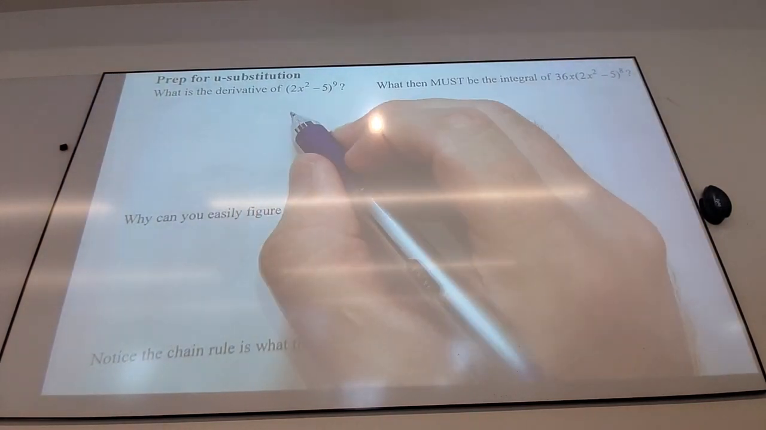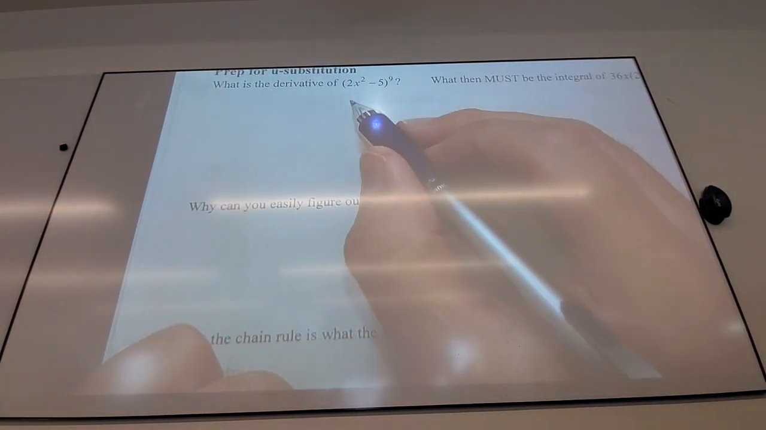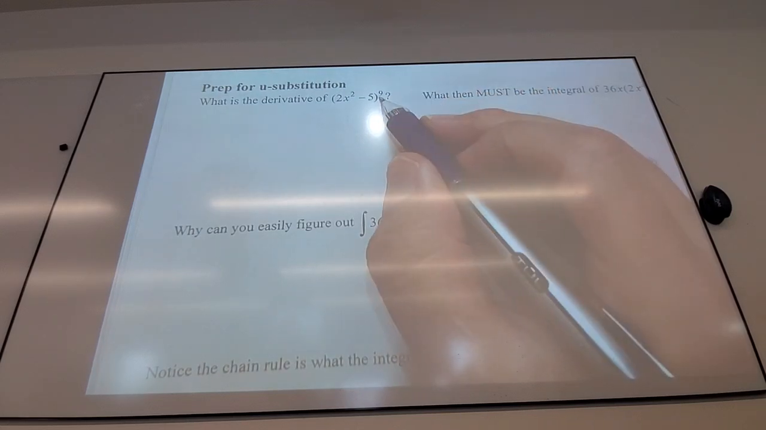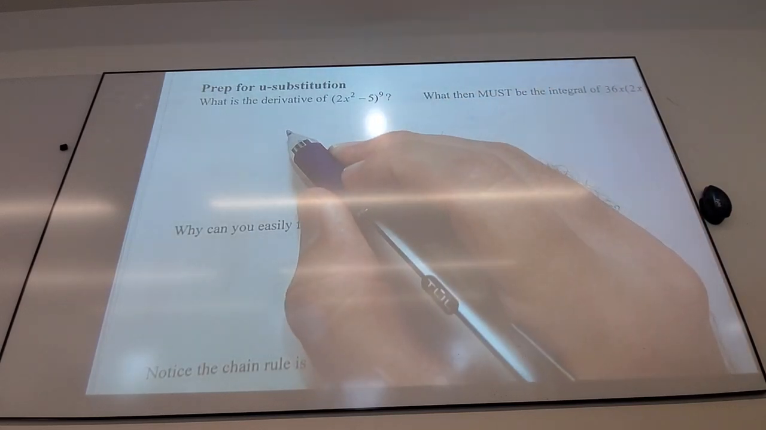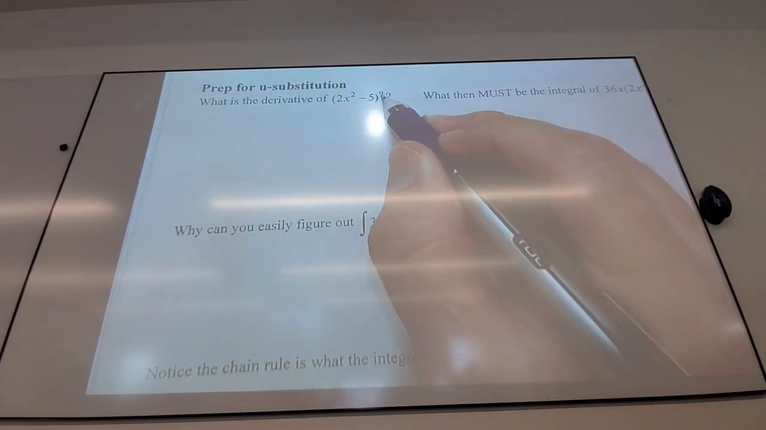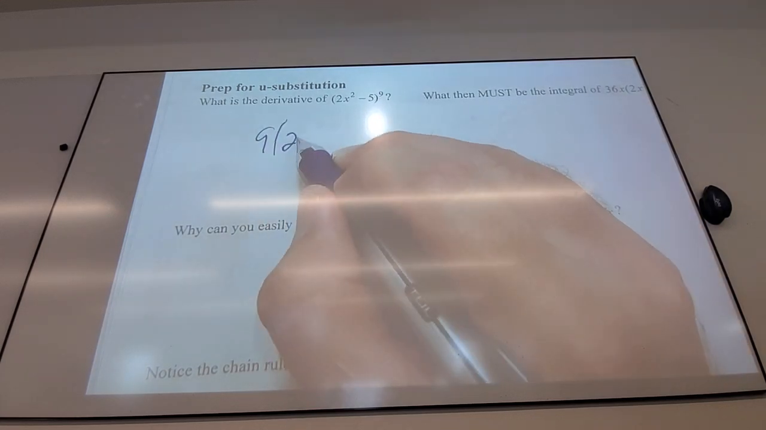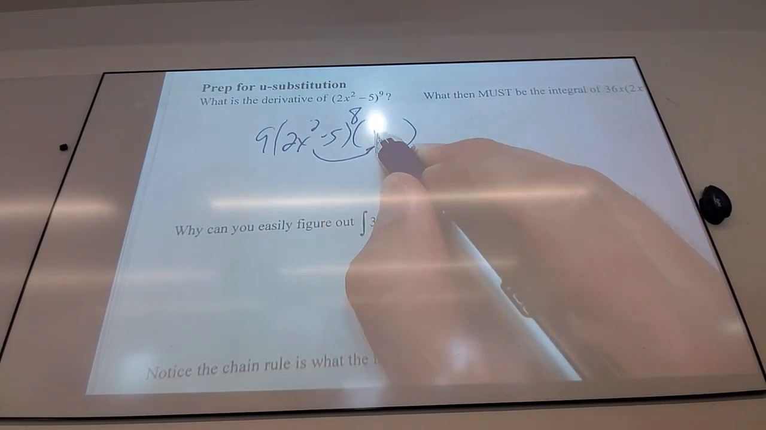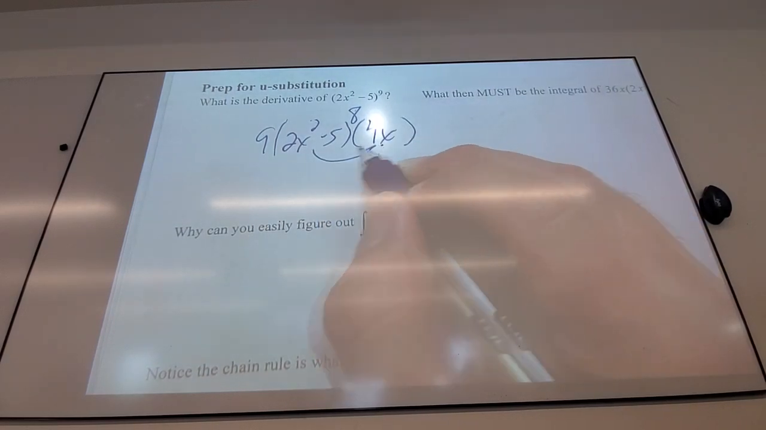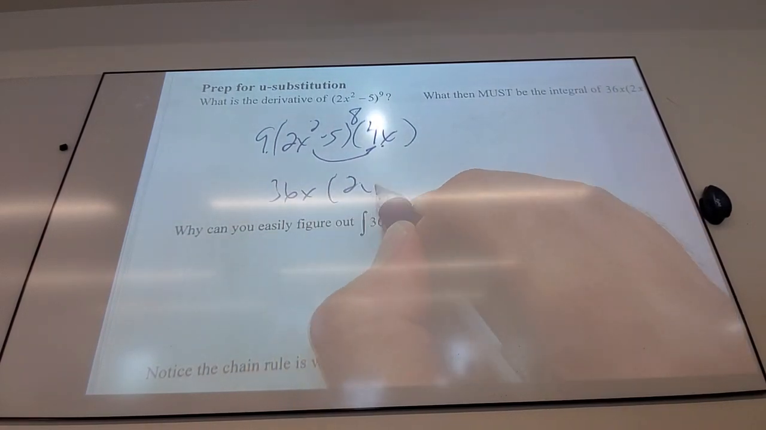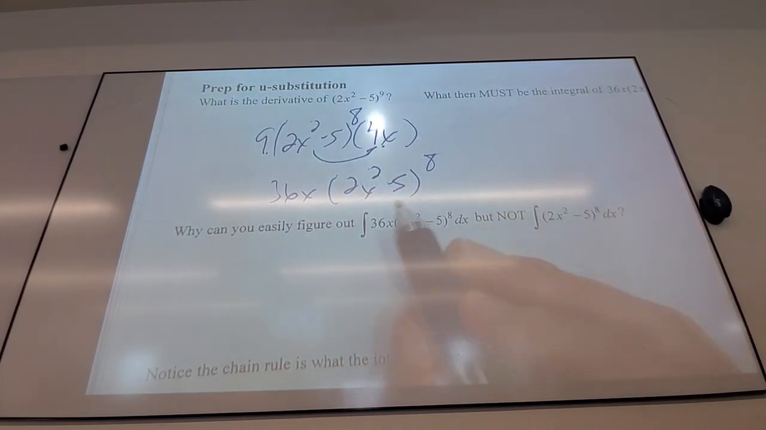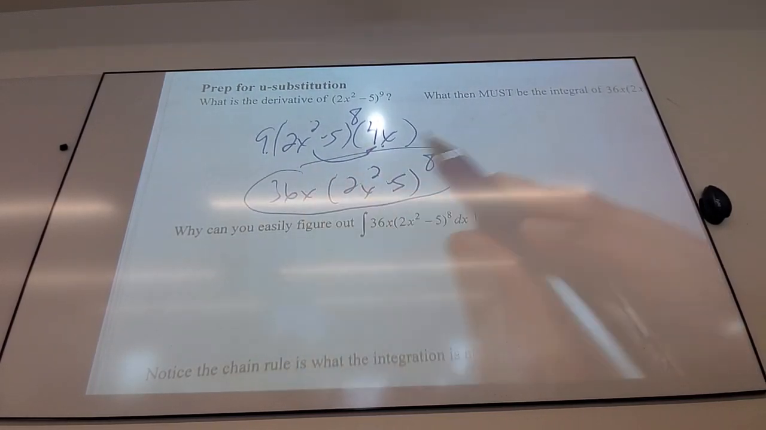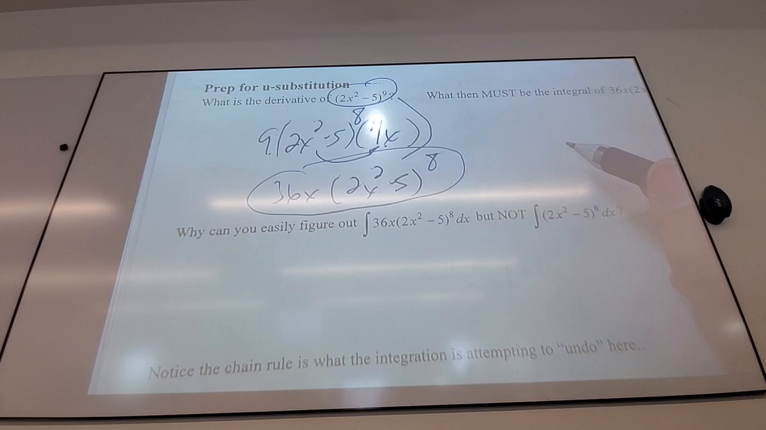So what is this guy's derivative? How does this work? What happens? The 9 comes down to the 8th power, times the derivative of the inside, which is 4x. 4x times 9 is 36x. So I know this is the derivative of this.